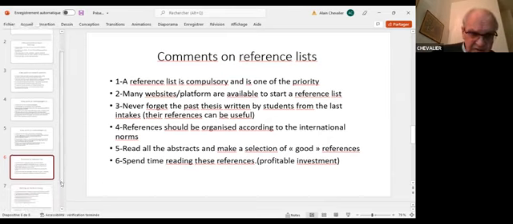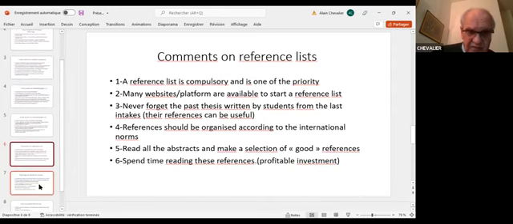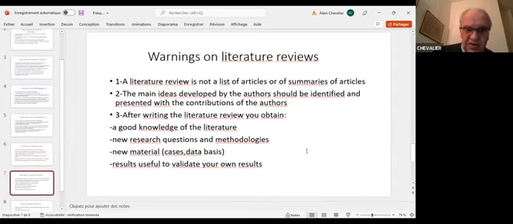And this is very useful because this is the basis of what you have to do in the literature review. Because when you have made this investment, first you have a good knowledge of the literature, good knowledge of what has been written. It means you can go a bit further than what is required in a thesis. You generally find also in these references good research questions, good methodologies you didn't think of.